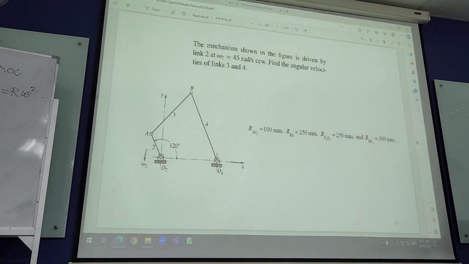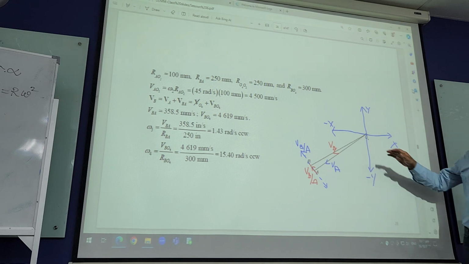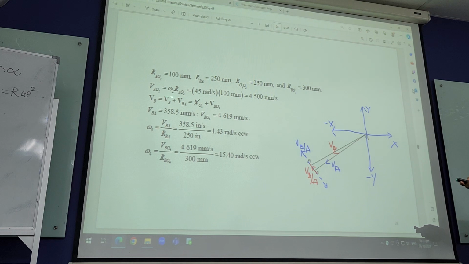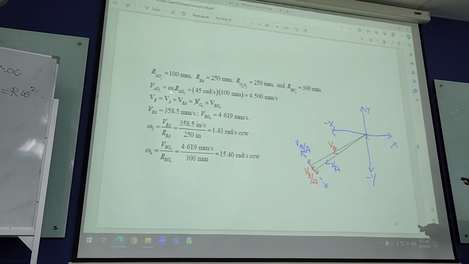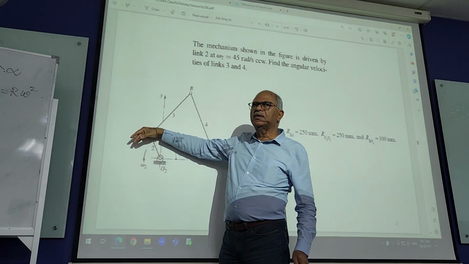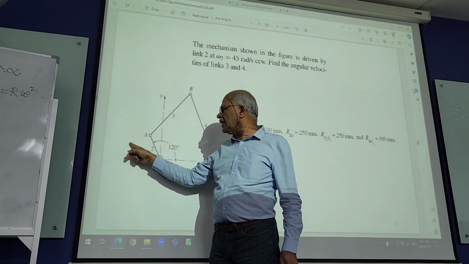Done? Yeah. Okay. Because omega 2 is given as counterclockwise, you know the velocity of A. So now for the calculation, you can multiply omega 2 with the length of the link O2A. So you know the magnitude, and you also know the direction because it will be perpendicular to the link at point A. So velocity A will be perpendicular like this.